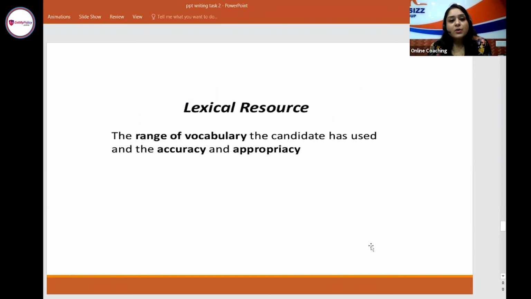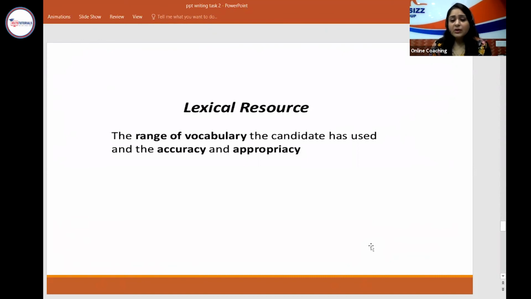Next is the lexical resource. That means you have to use a wide range of vocabulary. The range of vocabulary must be accurate and appropriate. It should not be like whatever vocabulary comes into your mind and you're writing that. No, you have to understand the tone of your writing, whether you're writing the positive part or the negative part. Suppose, for example, talkative. It's a very simple word. But as vocabulary, talkative is actually loquacious and garrulous. These are the two synonyms of that.